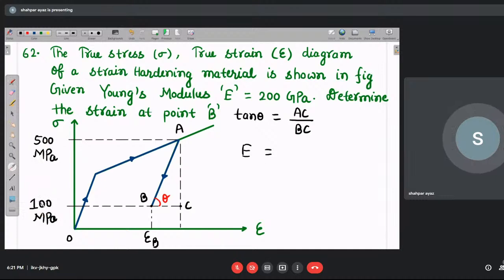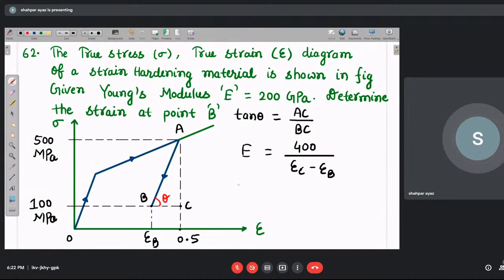AC is your 500 minus 100, so this is your 400, upon the strain between B and C. Oh, sorry, I made some mistake. Actually, at point C the strain is given, that is 0.5. This is the data given, strain at point C, and you need to calculate the strain at point B. I'm very sorry. So BC is what? BC is strain C minus strain B.